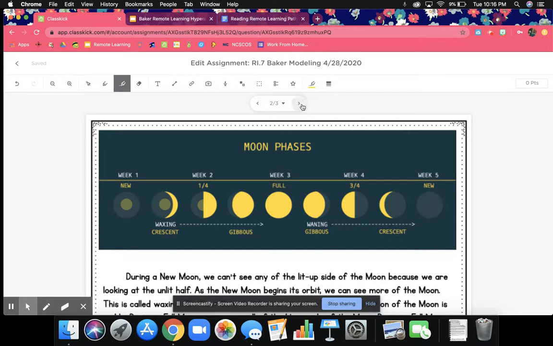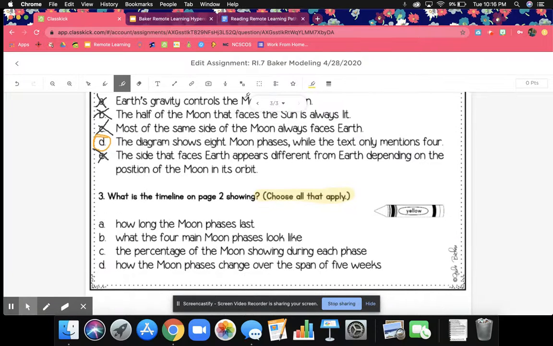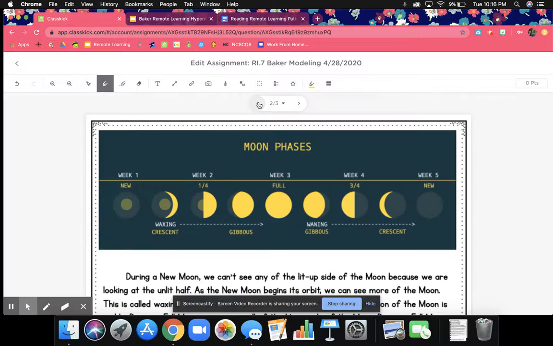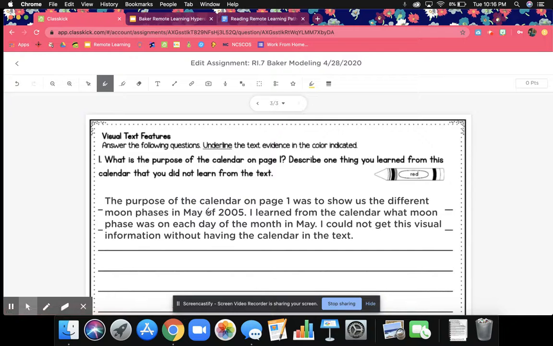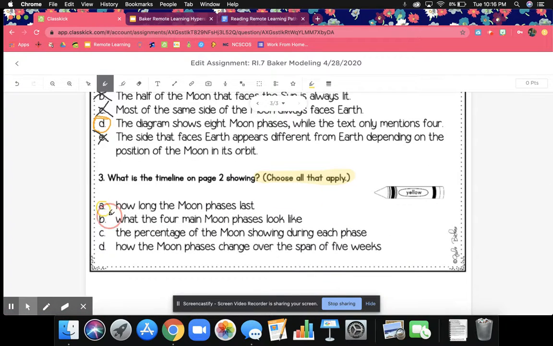So yes, we're going to go back to number 3. How long the moon phases last is an appropriate answer, and it does show it, so you're going to circle that. Remember, we're circling all that apply, so it can be more than one. What the 4 main moon phases look like. So we have a new moon, a quarter moon, a full moon, and a 3/4 moon, and that shows what they look like. So yep, we're going to go back here. I do see what they look like.